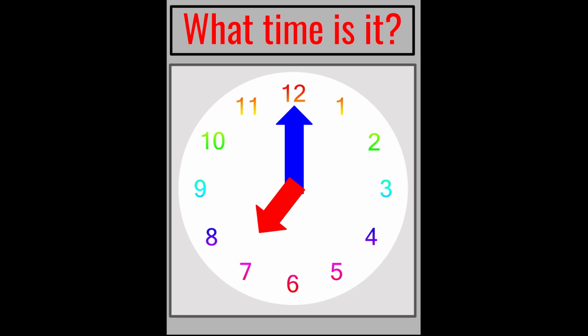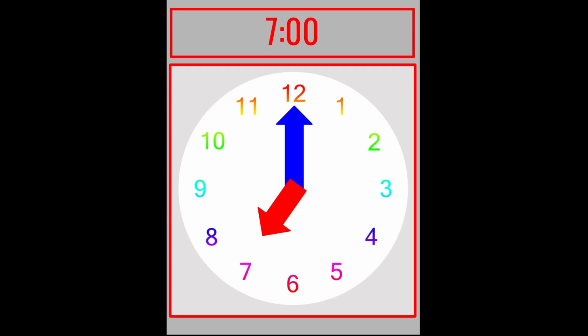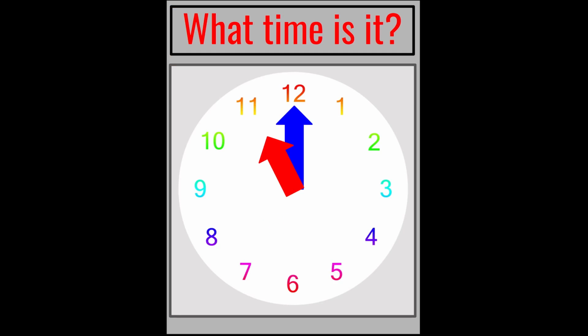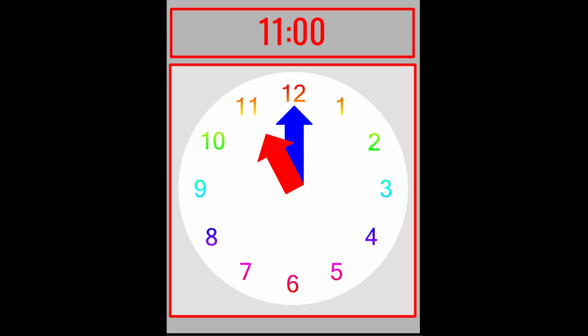Let's try another one. What time is it? I hope you remember the 12 means we're going to say o'clock. That's the minute hand. But that short hand is the hour hand. Did you say that it is 7 o'clock? Because if you did, you are correct. Let's try one last time. What time is it? This one's a little bit tricky, but don't be confused. You know how to do it. Did you say that it is 11 o'clock?